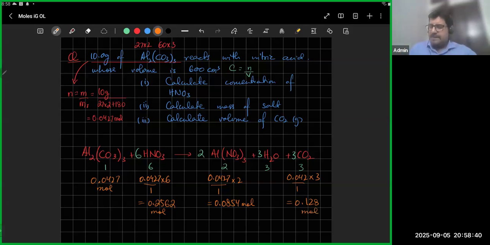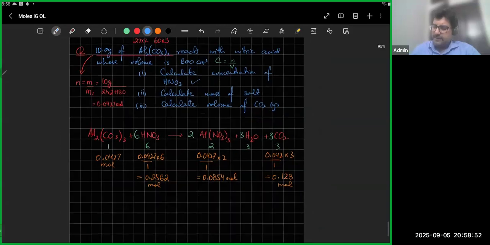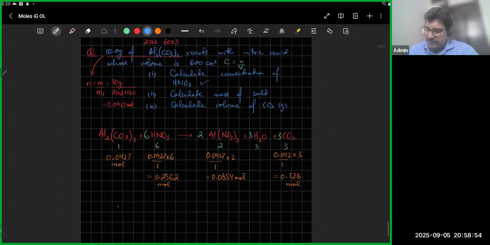Anyways, we found the basic idea was that if you know the moles of one thing, you will be able to figure out the moles of all of the reactants and products in the equation. And once you do that, answering the questions is pretty simple. We're going to answer the first question. Calculate the concentration of nitric acid, right? Which is this one. So I'm going to do that.